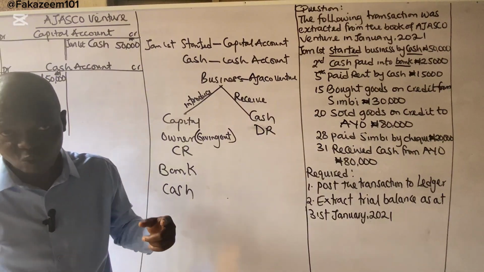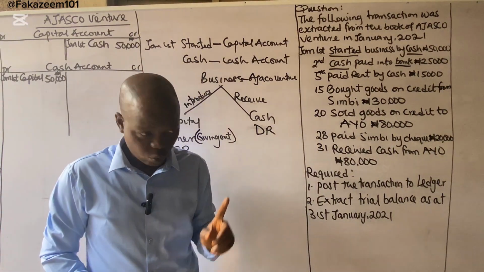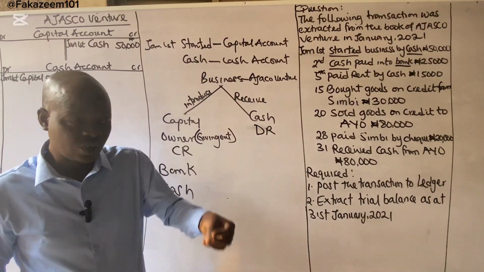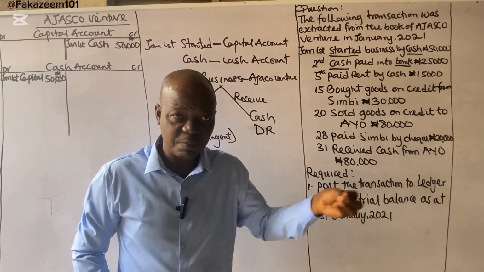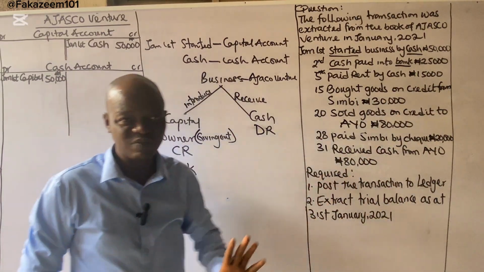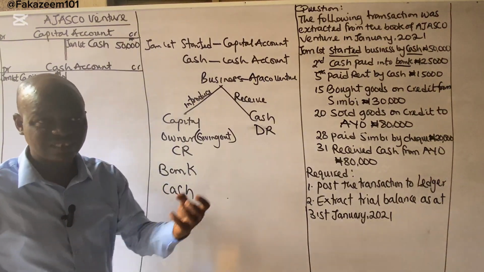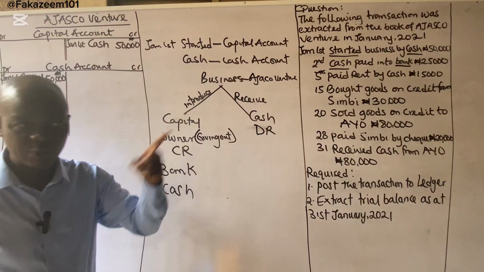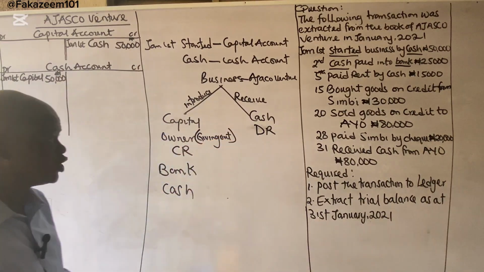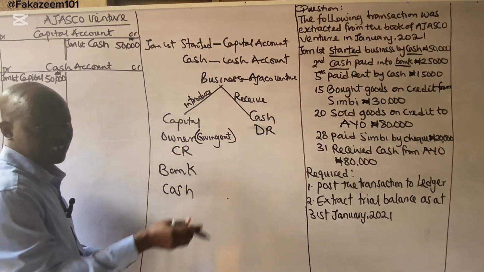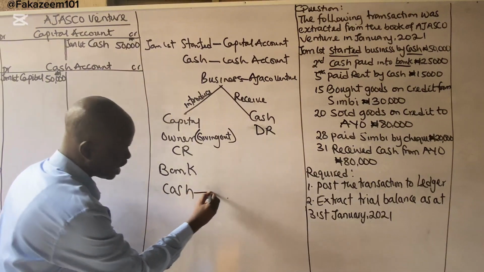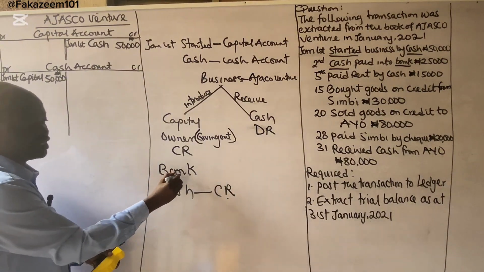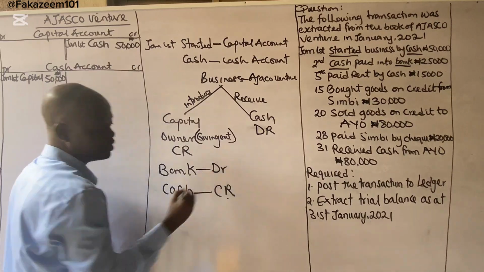But this business wants to operate a bank account. What did they do? They decided to pick 25,000 out of the 50,000, open a business bank account for the business, and deposit 25,000 there. What it means is that the cash will reduce from 50,000 to 25,000. Why? There will now be 25,000 in the bank. How do we do that? Cash into bank. Cash is the one given out. Cash will be credited. Who received the money? Bank. Bank will be debited.